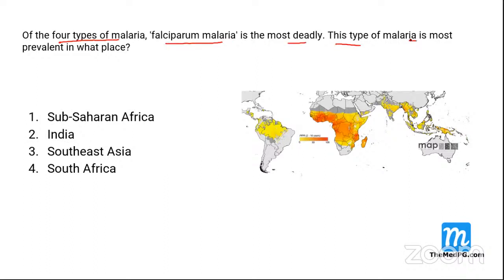Next. Of the four types of malaria, Plasmodium falciparum malaria is most deadly. This type of malaria is most prevalent in what places? It is most prevalent in which one, students? Look at the world map over here. Sub-Saharan region. Shall you all agree with this? Roshan, Sirisha, Suchet, so we'll all opt for the first option, right? It is seen in the Sub-Saharan area.